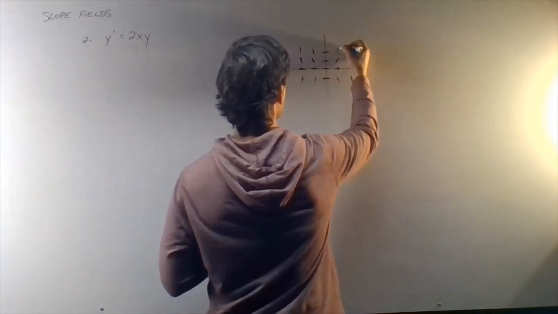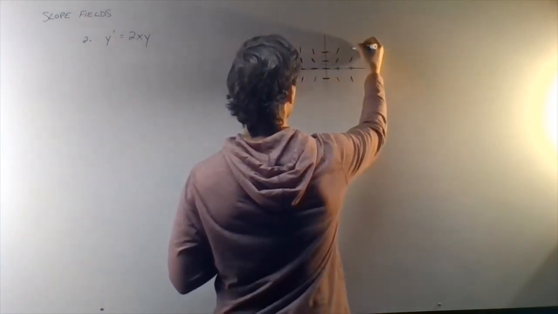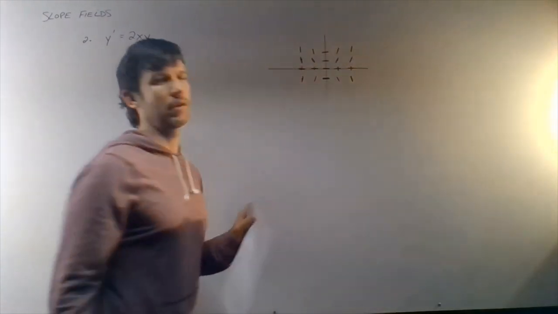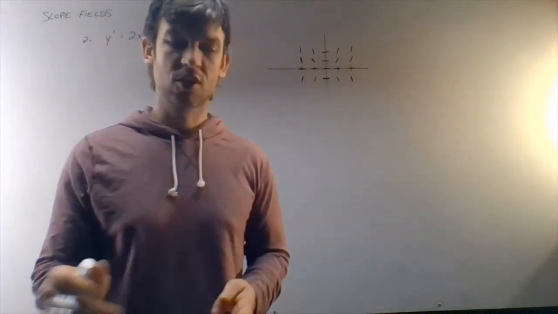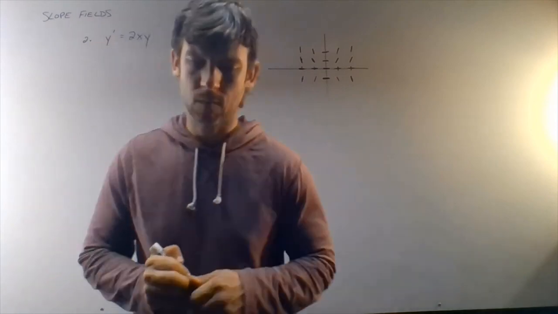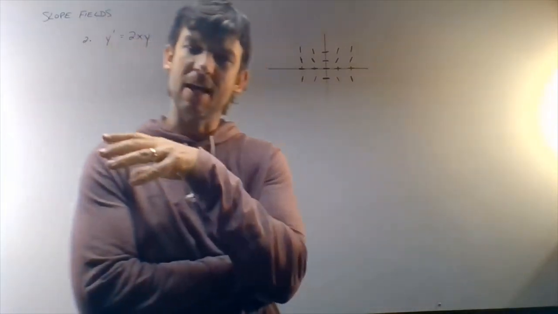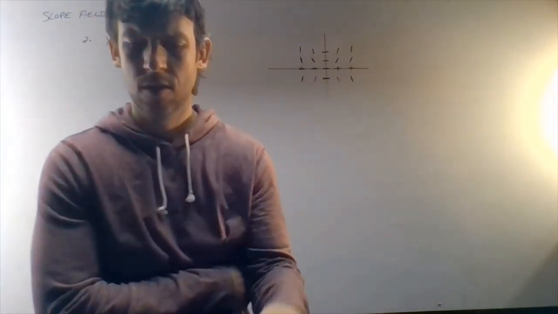1, 2 is going to be +4. 2, 2 is going to be +8. Okay, so we have a little slope field that we created. Most of the time you're going to be asked to write the tangent line first.